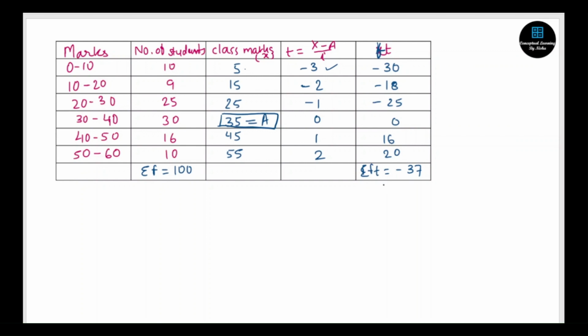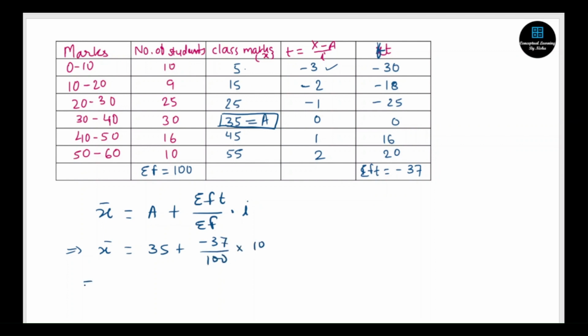So we'll get summation of ft and summation of f. Now we have to find the mean. Mean equals the formula for the step deviation: a plus sigma ft over sigma f times i. This is the formula we have to apply, and now we can find the mean value by substituting all the values. So 35 plus negative 37 over 100 times 10.